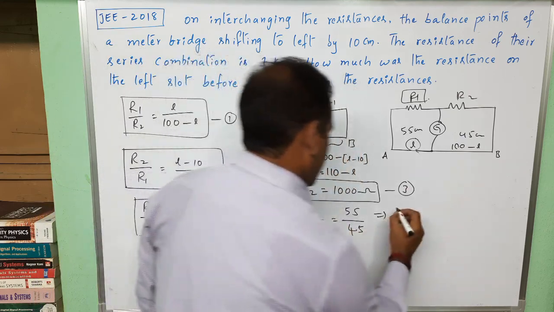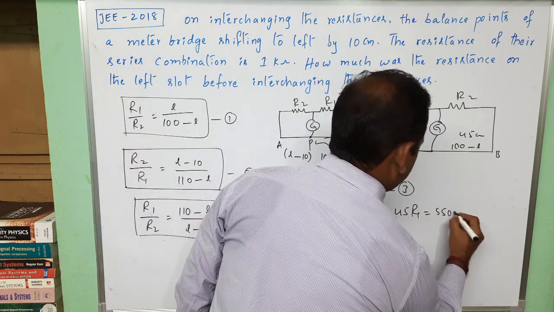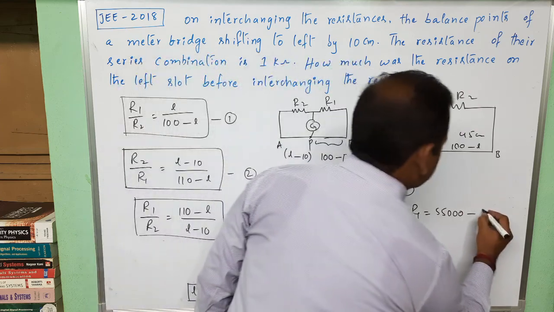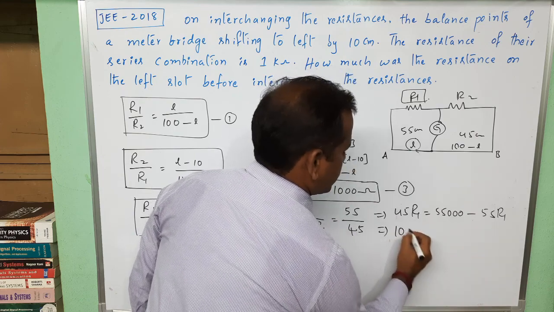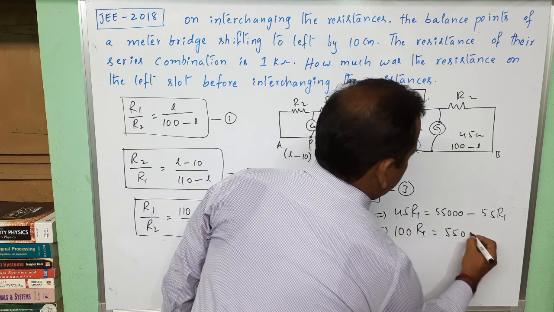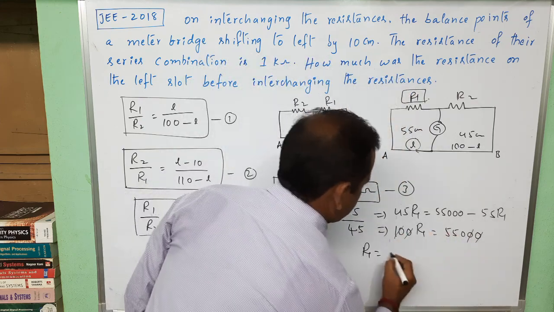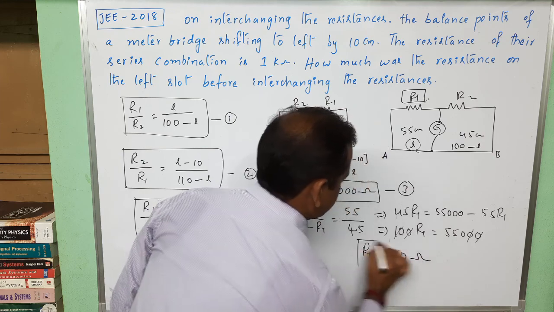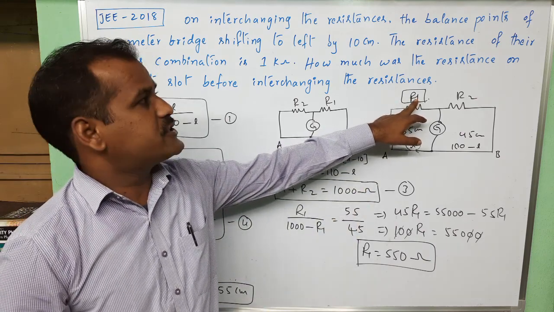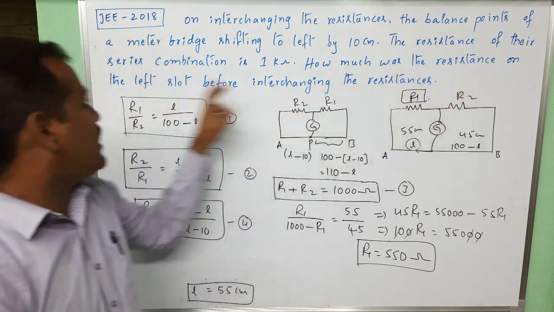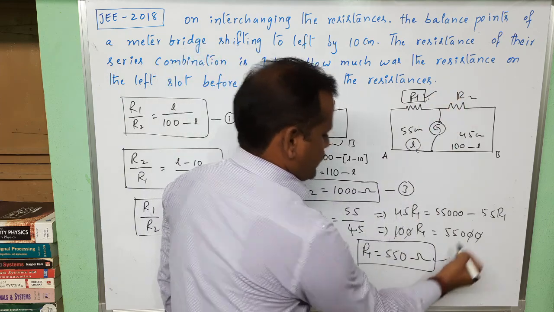So 45 R1 is equal to 55,000 minus 55 R1. Taking R1 to this side, 55 plus 45 is 100, so 100 R1 is equal to 55,000. 2 zeros cancel, so the R1 value we finally get is 550 ohms. Like that we can calculate the value of the resistance on the left side of the meter bridge before interchanging. How much was the resistance in the left slot before interchanging of the resistances? This is the R1 value we needed to find, that is 550 ohms. Thank you.